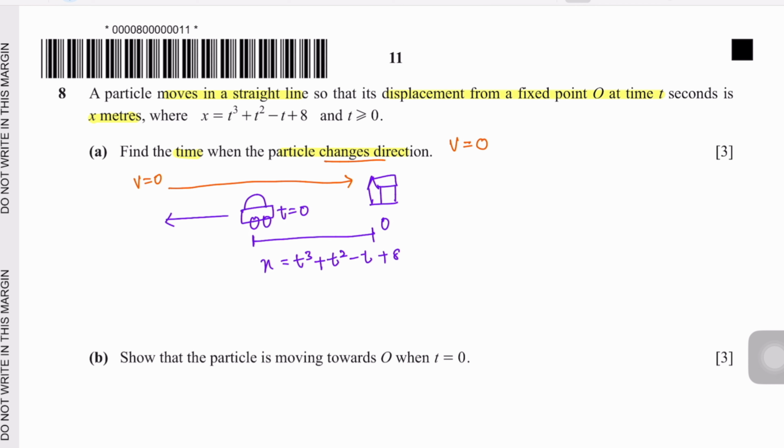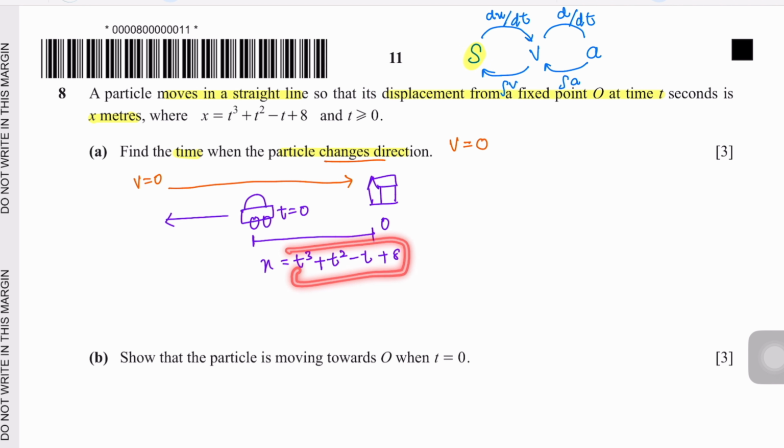Now, we know that this is the chapter kinematics. Whenever you have displacement, velocity and acceleration, to go from displacement to velocity, you need to differentiate it. So our unknowns here are x and t, so it's going to be dx over dt. If you want to go backward, from acceleration to velocity, we need to integrate. What we were given here is displacement, and we want to find the velocity, so we will need to differentiate this.